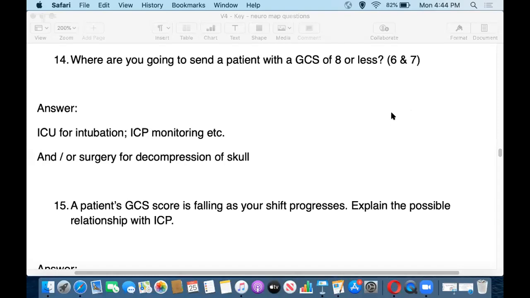Well, obviously ICP is going up. ICP is going up, and therefore CPP is going down. Perfusion to the brain is going down. Oxygen delivery to the brain cells is going down. And the patient's ability to keep eyes open, respond in an oriented fashion, and follow commands is decreasing. Their GCS is dropping.